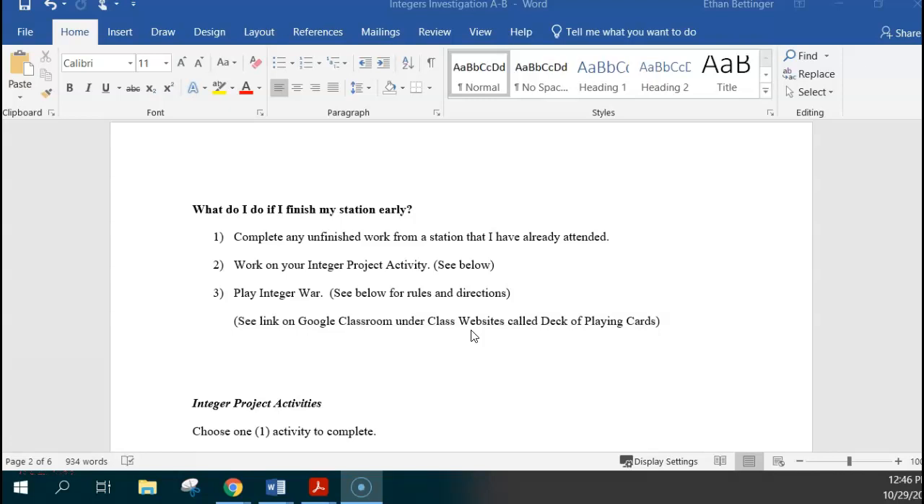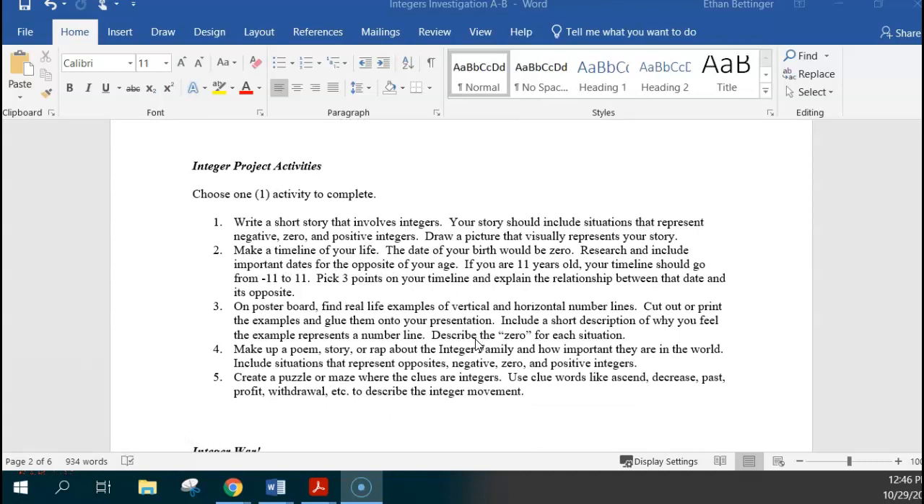Let's go ahead and talk about your integer project. We have 5 different options here for you to complete a project. With COVID, it's hard for us to be creative like every day. So this is an opportunity for you to be creative. So try not to be very bland. Try to think of something unique, something you have the opportunity to do something different here. Okay? So take that opportunity.